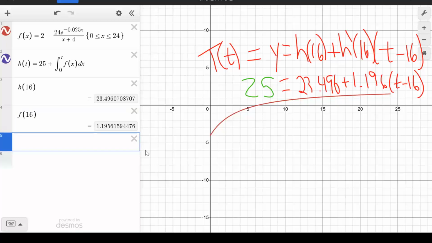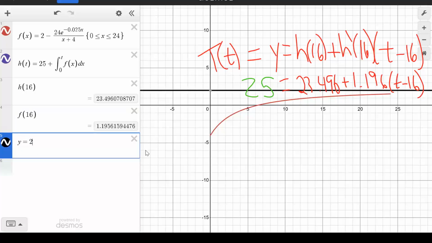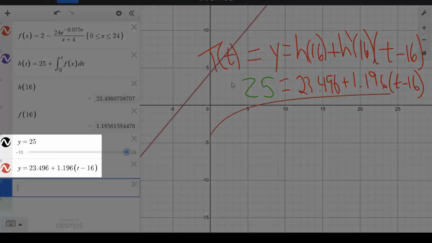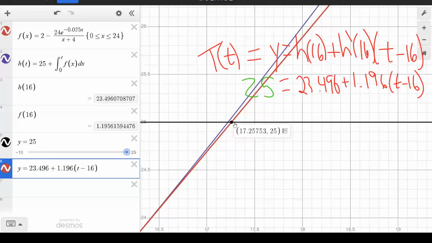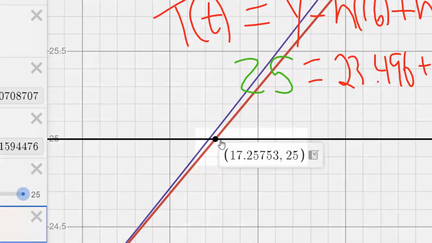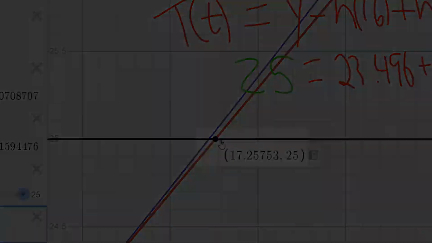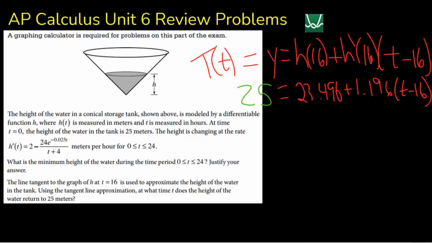The easiest way I know how to solve this equation equal to 25 is to graph the line y equals 25 as well as the tangent line. Just be careful here. You see that they intersect at 17.257. So you could literally show this, y equals h of 16 plus h prime of 16 times t minus 16, and then write the equation underneath it because you've already defined what h is in the previous part. I erased the work so you don't see it. And then you set that equation equal to 25, and then you could literally have t equals 17.258. And that would be your answer and that's it.